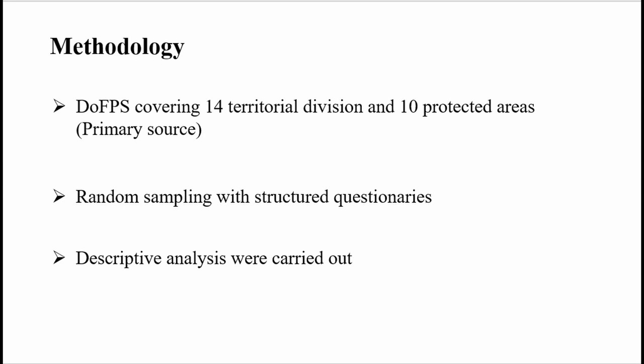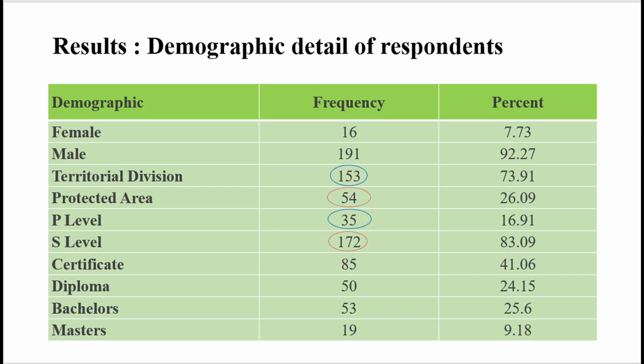Before going into the main part, I would present the demographic details of the respondents. I received 207 respondents, and they were interviewed all over the protected areas and territorial divisions. Out of which 153 respondents were from territorial divisions and 54 were from protected areas. In terms of position level, 35 comprise the P level, whereas 172 comprise the S level.